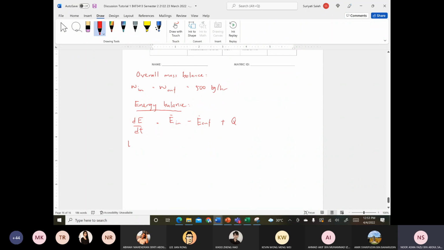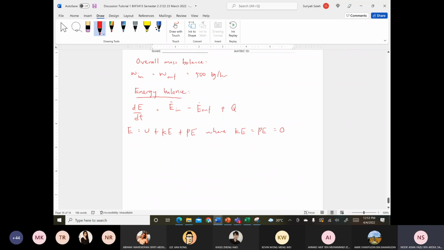So E equal to U plus KE plus PE, where KE equal to PE equal to 0, neglected, because we assume the tank will be stationary and not moving. So E equal to U. So this becomes dU over dt equal to E in minus E out plus Q.